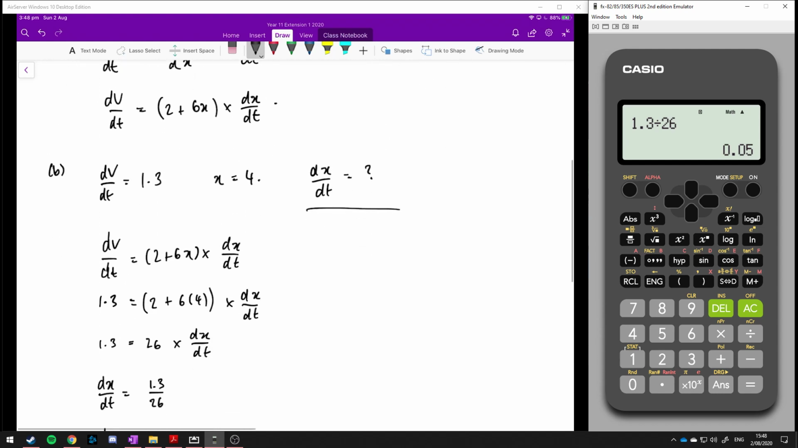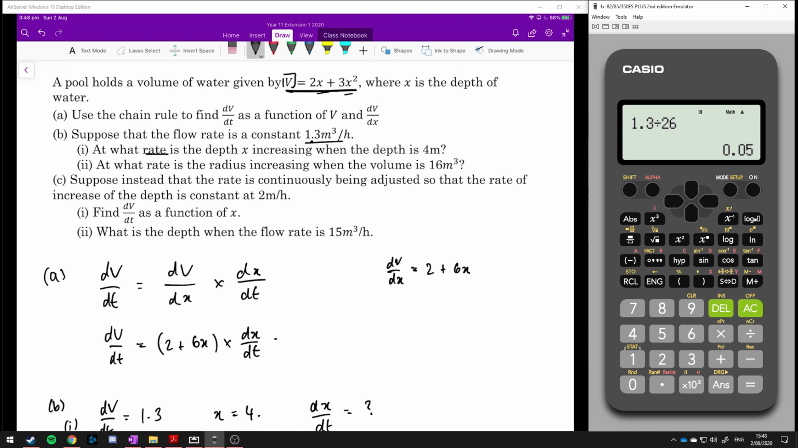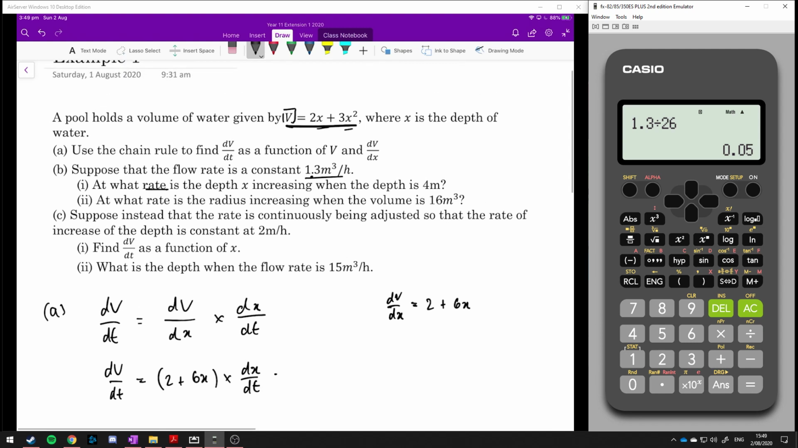So that's part I. Now part II says, at what rate is the radius increasing when the volume is 13? I don't know what it says, radius. It probably should say volume. So at what rate is the volume or the depth increasing when the volume is 16 meters cubed?